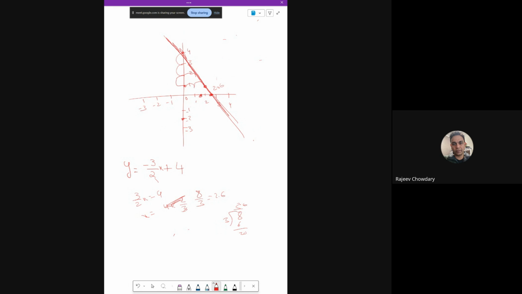Okay, is this clear? Any other questions? Because this understanding will be the basis for our parabolas. If we cannot understand this, you'll struggle to understand parabolas.